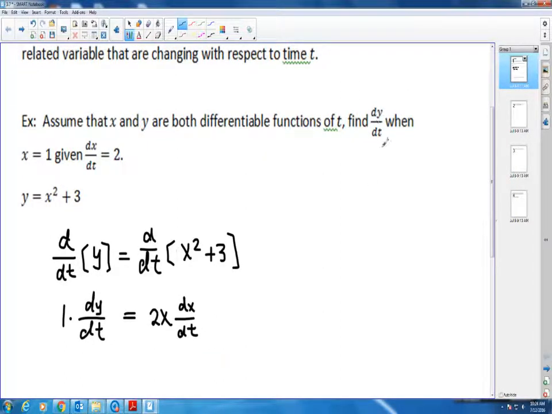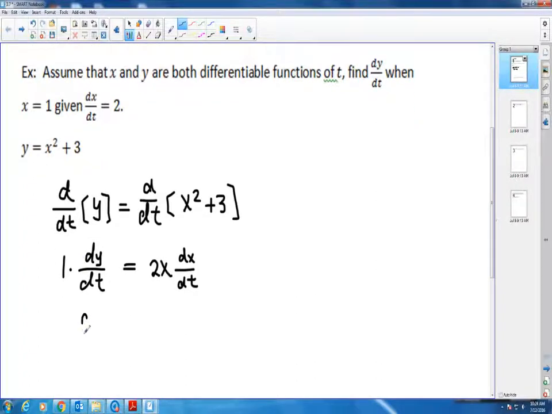I need to find dy/dt, and dy/dt is right here. So my dy/dt will just be 2 times, substituting 1 for x, times dx/dt, which is 2. So my dy/dt is going to be 4. Okay, that's the answer.